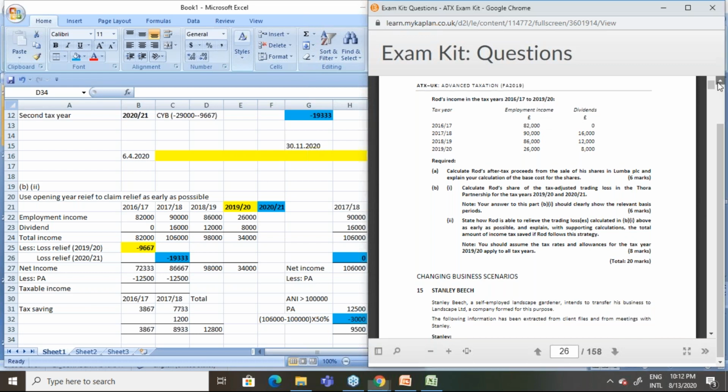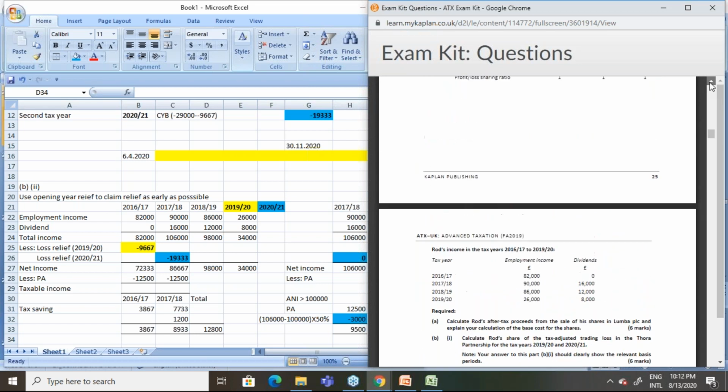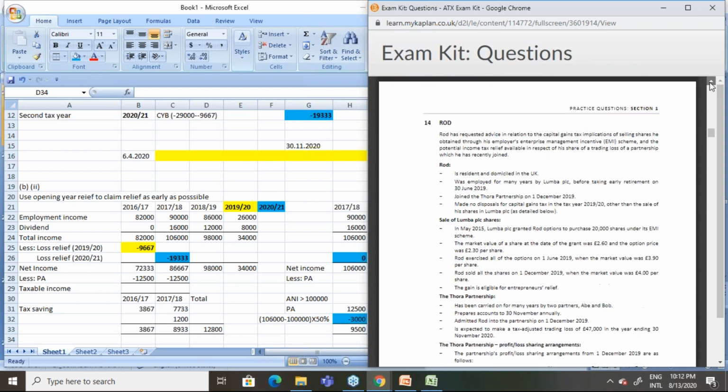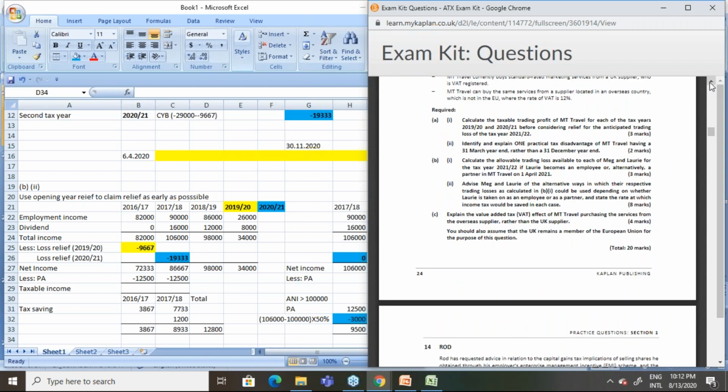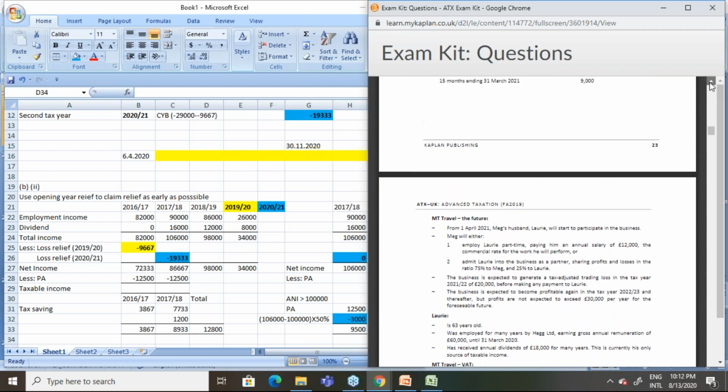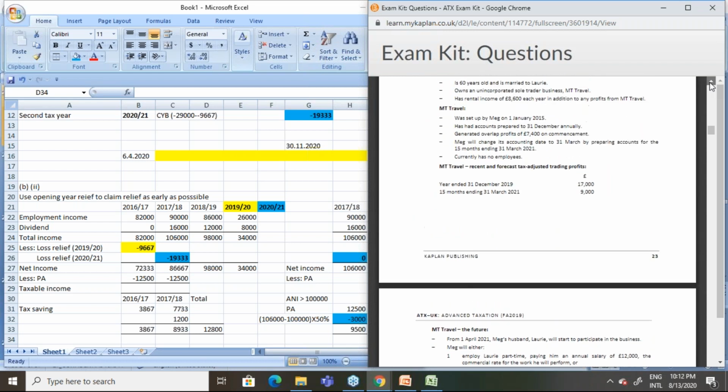Now in this situation, because of the loss, we were able to save the personal allowance. But at times there can be questions at the exam where you lose your personal allowance also due to losses. So there can be situations like that, but mostly you are in a position to secure the personal allowance due to loss relief.